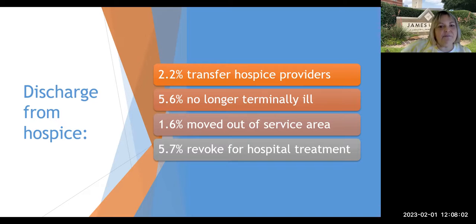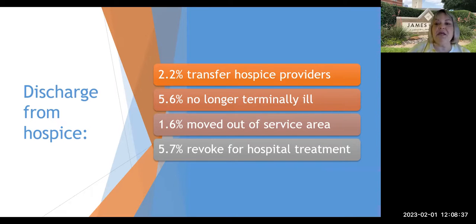Now, did they still have dementia? Of course they still had dementia, but their circumstances were better and they weren't continuing to get worse. They'd plateaued. So they could graduate off of hospice, and then they can go back on hospice whenever they are starting to decline. About 2% of the time, a person will move out of the service area, and then 5.7% of the time, the family will revoke hospice for a hospital treatment.